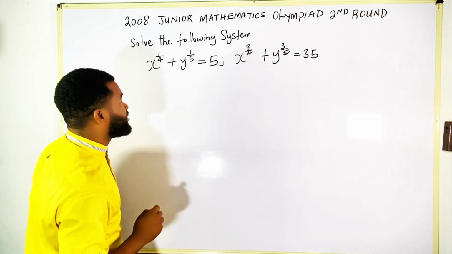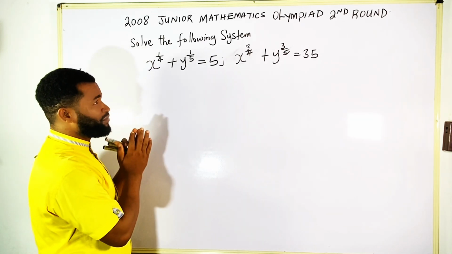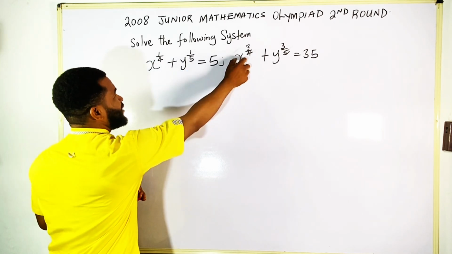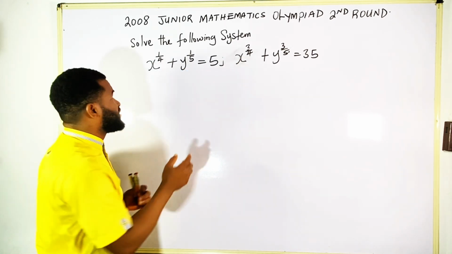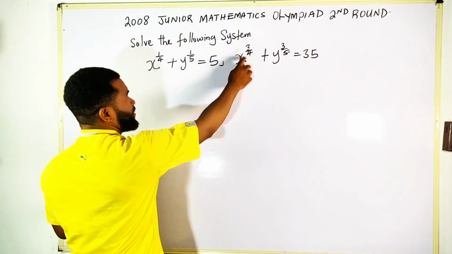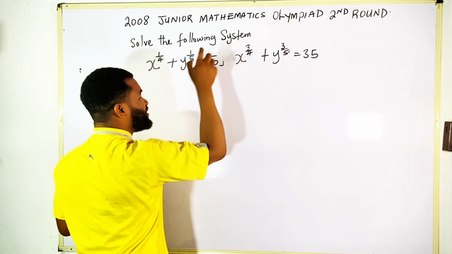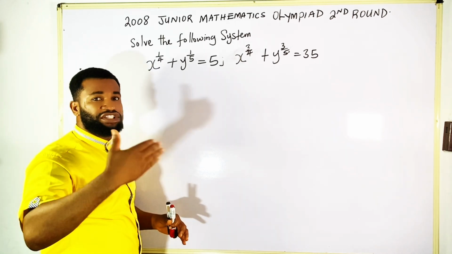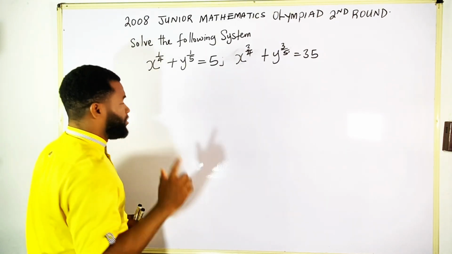And this simultaneous equation, if you observe it very well, there is something you are going to find. You are going to find that this and this are almost the same thing. In fact, this particular x raised power 3 over 4 is the same thing as x raised power 1 over 4, but in different multiples. But look at what I mean.